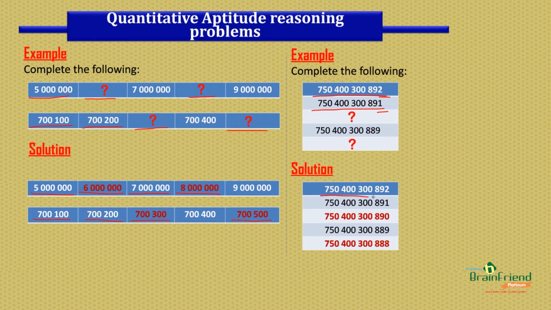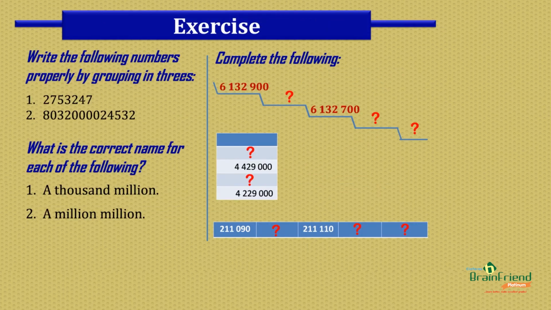So we have 750 billion, 400 million, 300,892, 750 billion, 400 million, 300,891, and then 750 billion, 400 million, 300,890, and then 889, 888. So these are the answers to these problems. Now try out this exercise. Do well to pause the video and answer the questions.